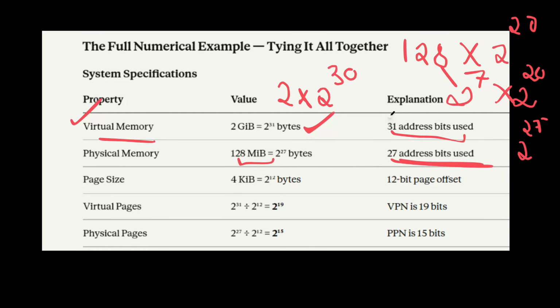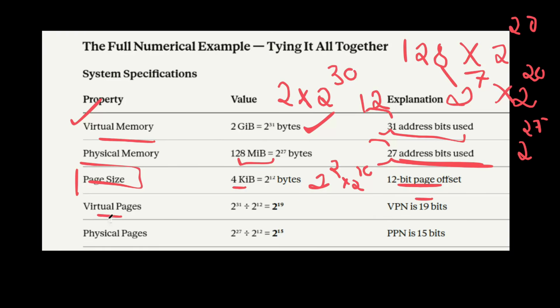Now these 31 bits can be divided into the virtual page number and page offset. These 27 bits can be divided again into the physical page number and page offset. Let's say the page size is also given in the question as 4 KiB, that is 2 raised to 2 into 2 raised to 10, that is 2 raised to 12, which means 12 page offset bits. So in the 31 address bits, 12 bits are offset, and in the 27 bits, 12 bits are offset. The rest, 31 minus 12, that is 19, are the virtual page number bits, and 27 minus 12, that is 15, are the physical page number bits.